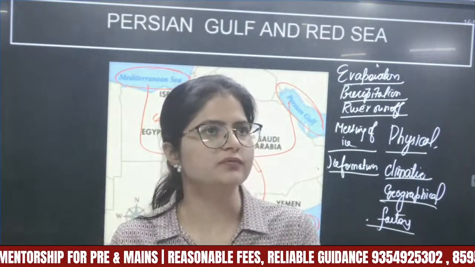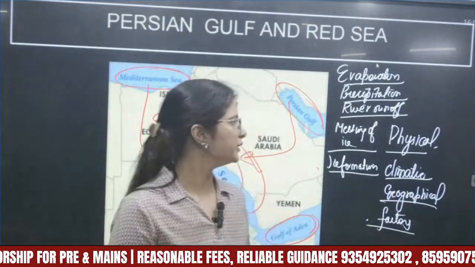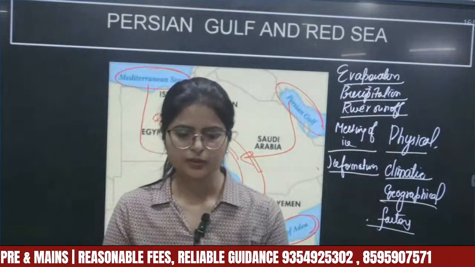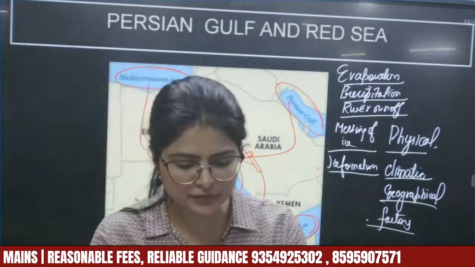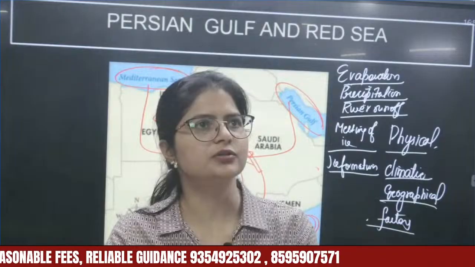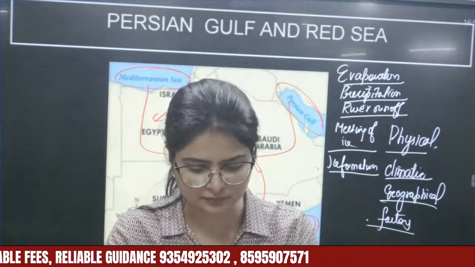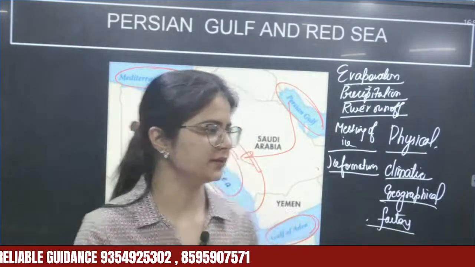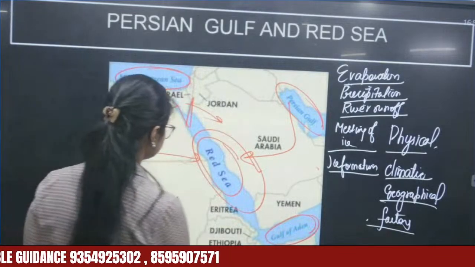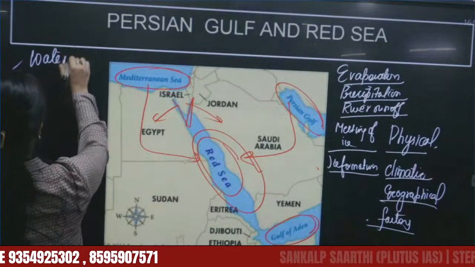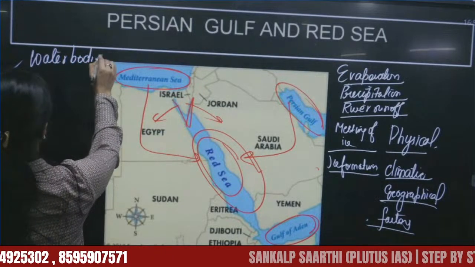First, write down the first parameter I'm going to take, which is evaporation. Write down: evaporation plays a major role in increasing ocean salinity. It makes water bodies more saline.